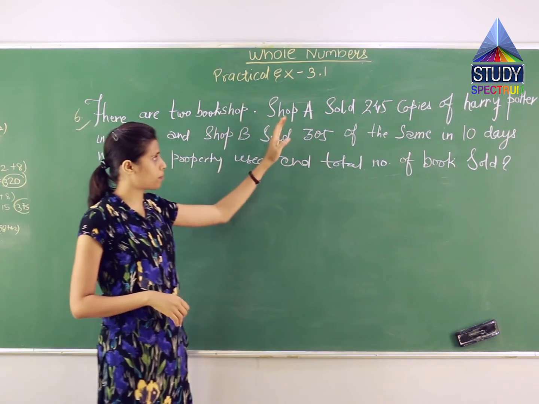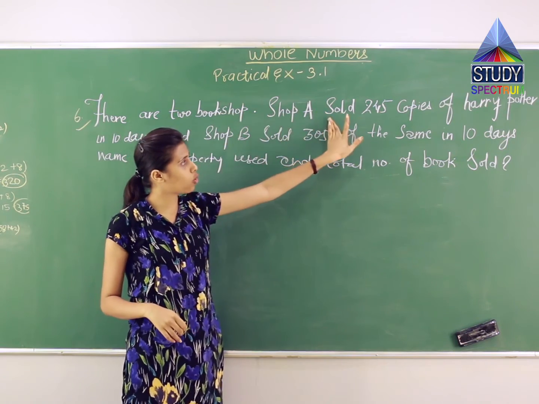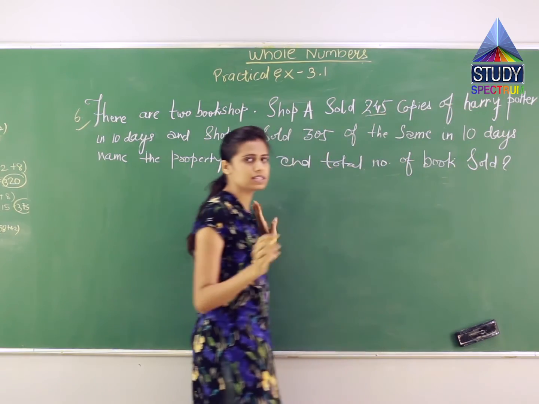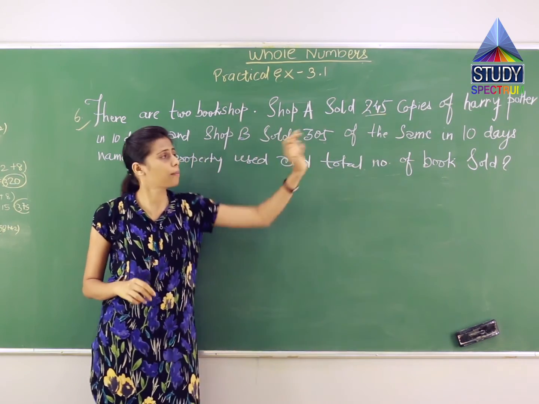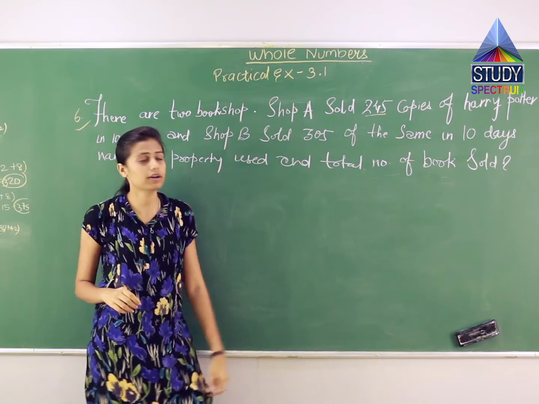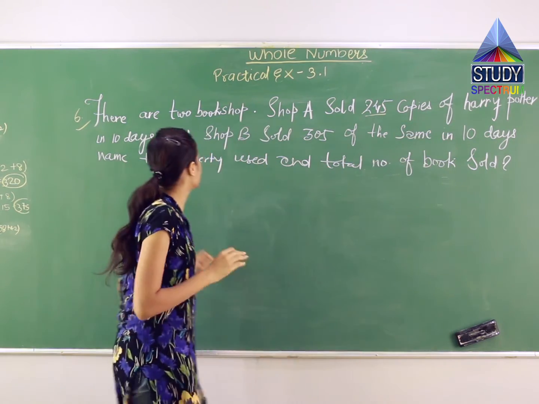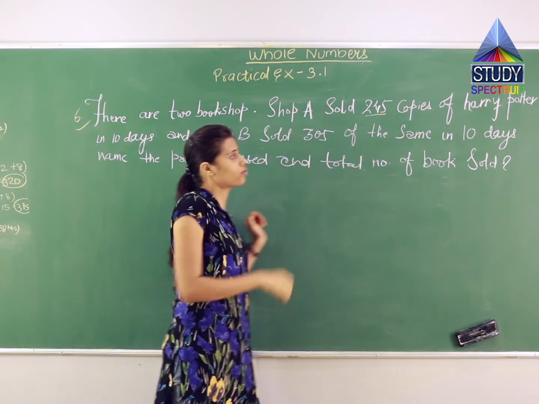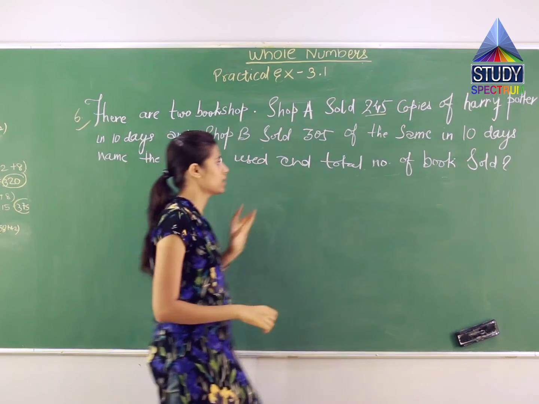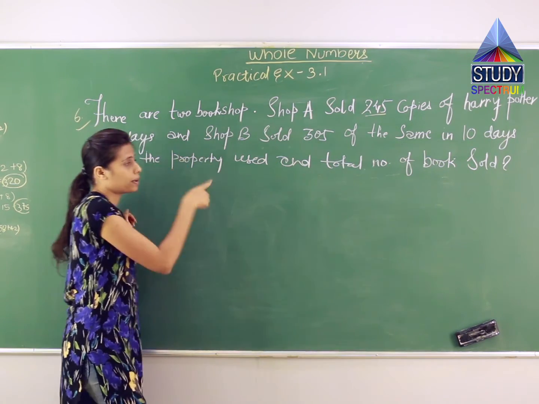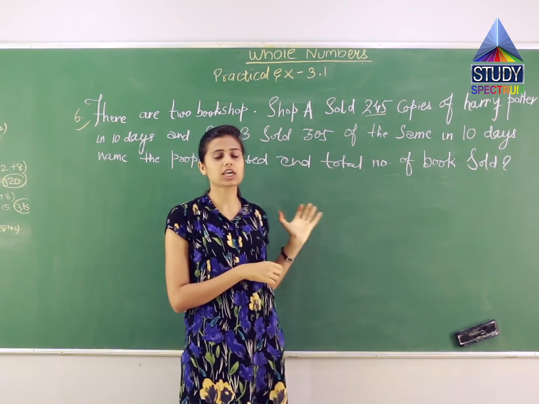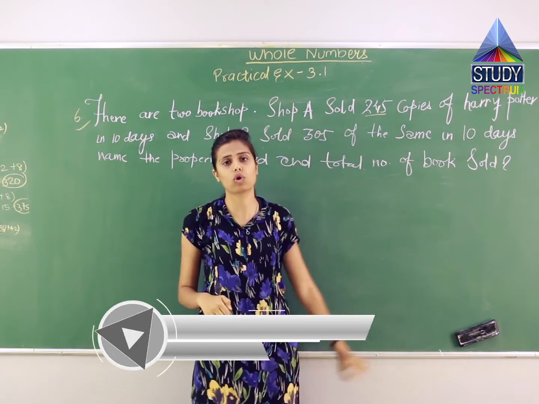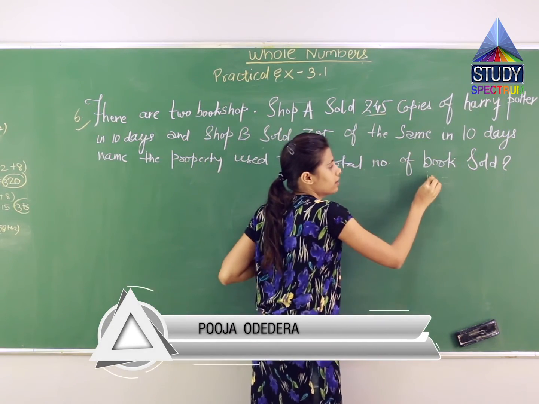There are two bookshops. Shop A sold 245 copies of Harry Potter. Means they are saying that shop A sold how many copies? 245 copies of what? The novel Harry Potter in 10 days. And shop B sold 305 of the same in 10 days. Name the property used. They are asking you which property is used in this question, and find the total number of books sold in 10 days, right? In 10 days.